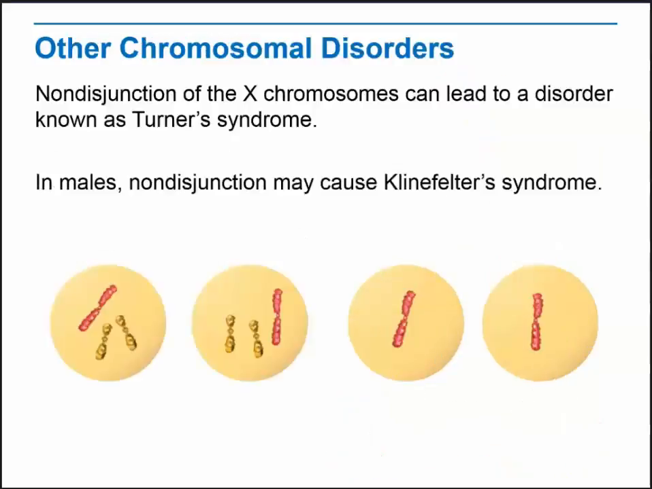A female with Turner syndrome usually inherits only one X chromosome. Women with Turner syndrome are sterile, which means they are unable to reproduce. Their sex organs do not develop properly at puberty. In males, non-disjunction may cause Klinefelter syndrome, resulting from the inheritance of an extra X chromosome, which interferes with meiosis and usually prevents these individuals from reproducing.